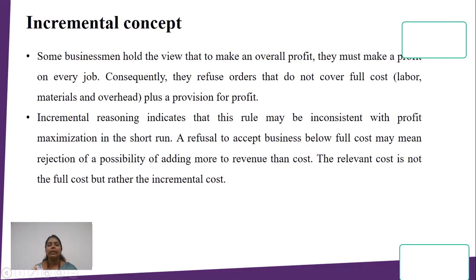Some businessmen hold the view that to make an overall profit, they must make a profit on every job. Consequently, they refuse orders that do not cover full cost, labor, materials, overhead, etc., plus a provision for profit. Incremental reasoning indicates that this rule may be inconsistent with profit maximization in the short run. A refusal to accept business below full cost may mean rejection of a possibility of adding more to revenue than to cost. The relevant cost is not the full cost but the incremental cost.